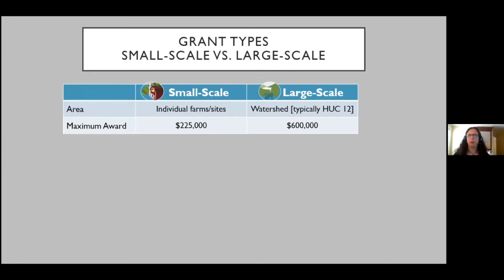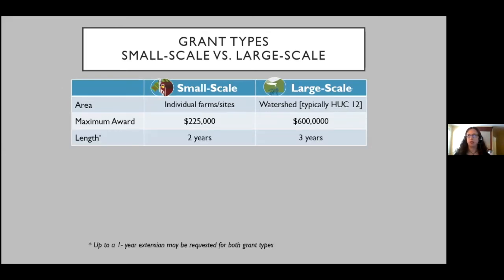The maximum grant award for small-scale projects is $225,000, and for large scale is $600,000. And keep in mind that it used to be $1 million, and last year we made that change. So this will be the second year that the large-scale TRM grants will have a maximum award of $600,000.